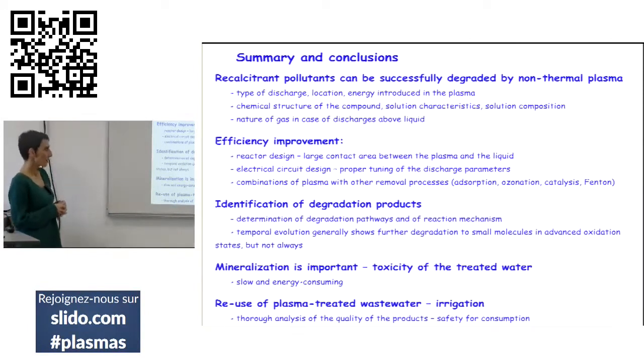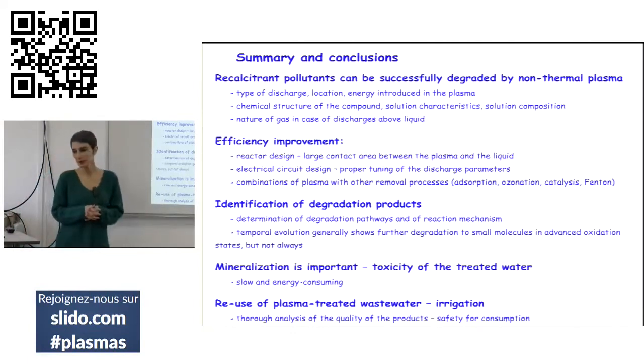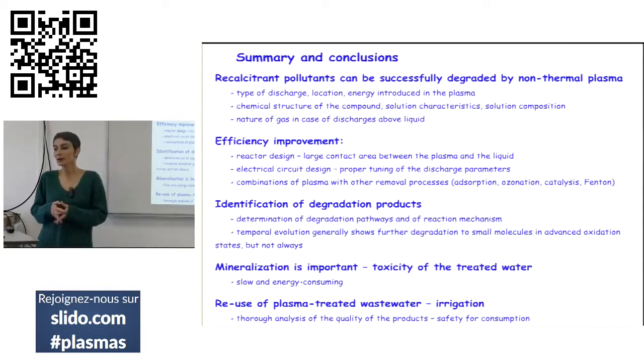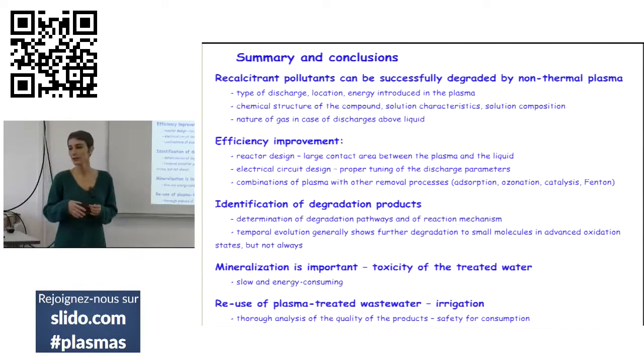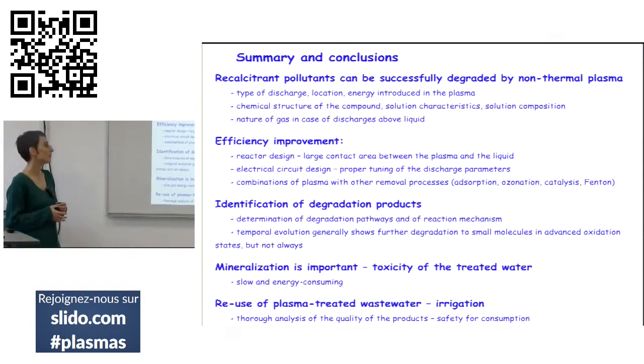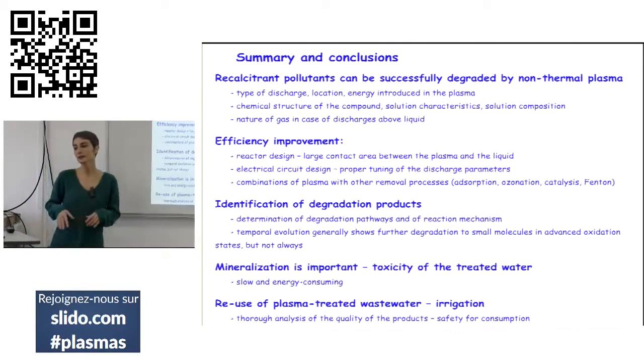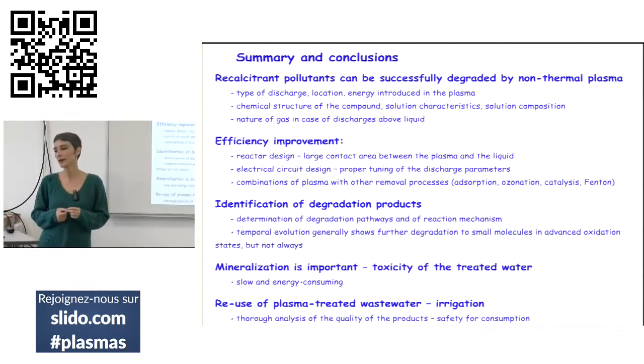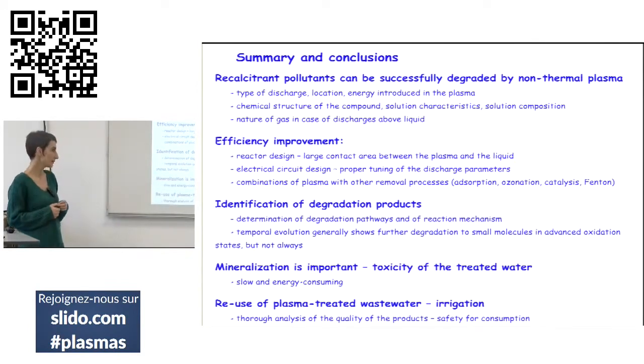Identification of the degradation products is important, firstly from a fundamental point of view in order to determine the degradation pathways and mechanisms, and also from a practical point of view to see if these products are toxic and how we can improve and adapt the treatment technique. Generally, the temporal evolution of the degradation products shows the further degradation of these products to small molecules in advanced oxidation states. But this does not always happen, as I showed in the results.